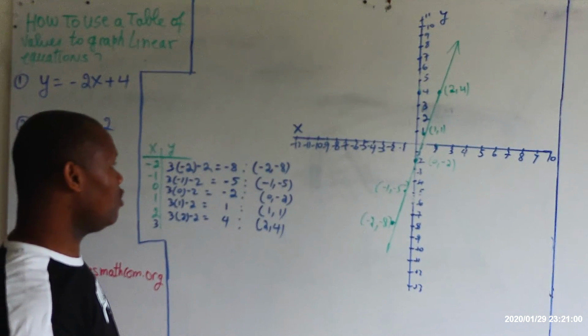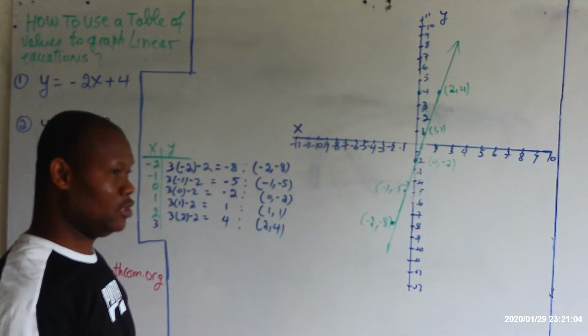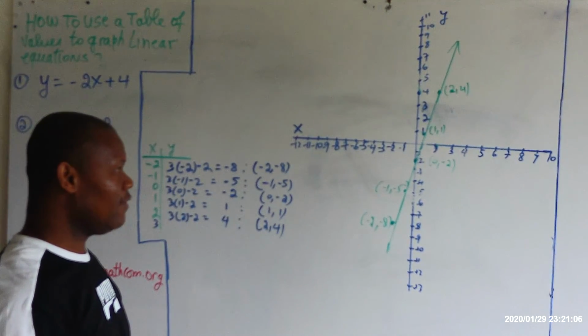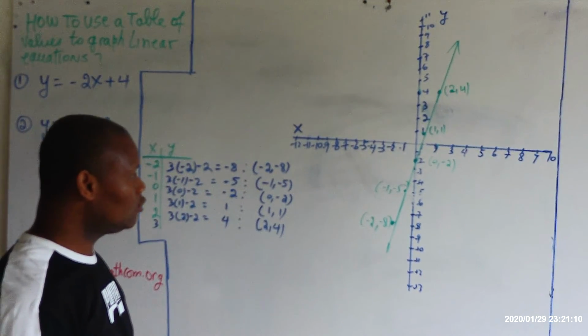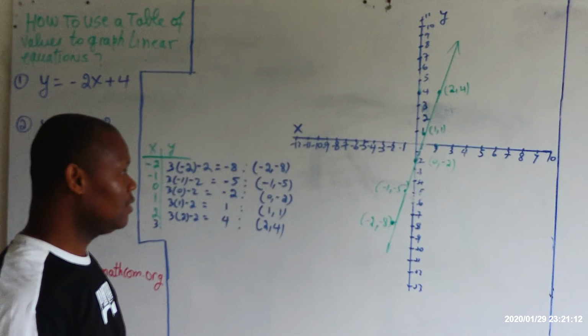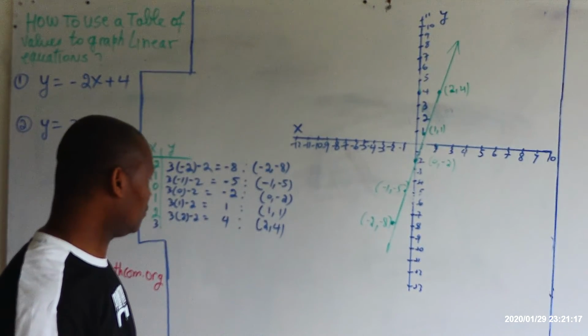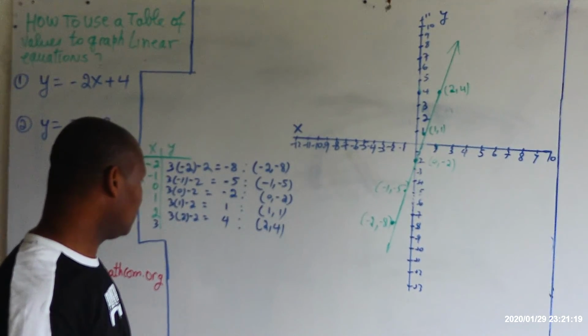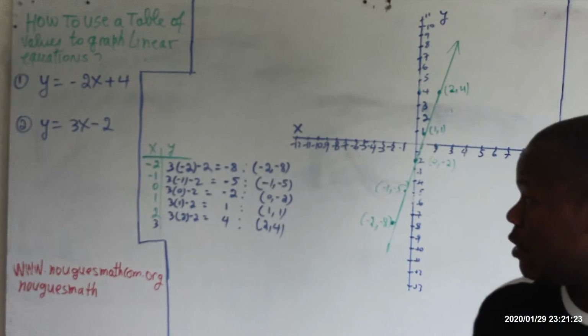And another thing you have to remember, when you graph a linear equation, the only graph you can have is a straight line. If you have something else, that's not a linear equation, or you made a mistake. Okay? Alright, that's good. That's not bad.